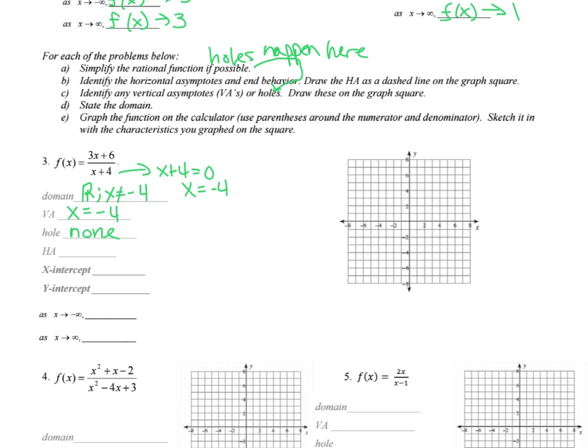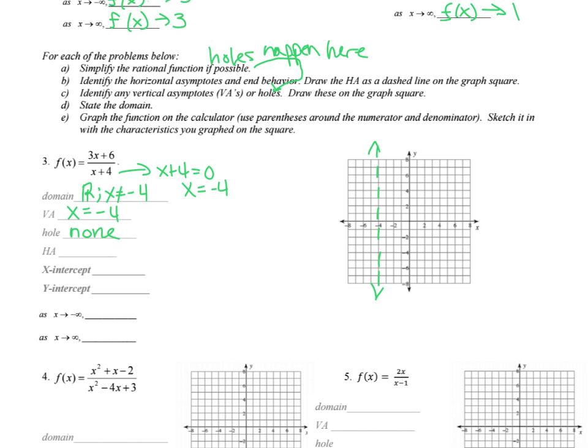So let's sketch that onto our graph here. We have a vertical asymptote that goes straight down, negative 4. You can put a dot there first if you'd like at negative 4 on the x-axis and then go from there. But there's our vertical asymptote.